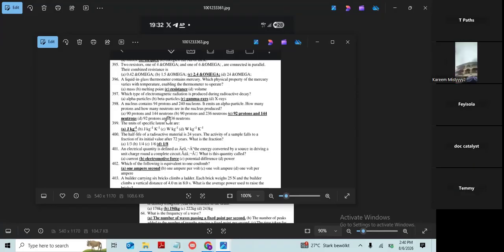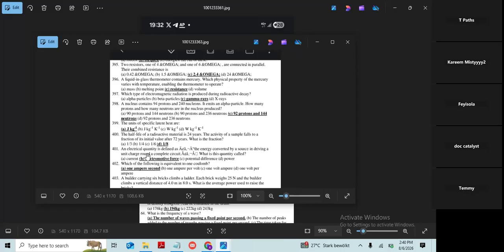What's your answer? Number 395. 2.4, so 2.4 is correct. Number C is correct. Okay, so I'm on 399. The unit of specific latent heat is A. So that's correct.